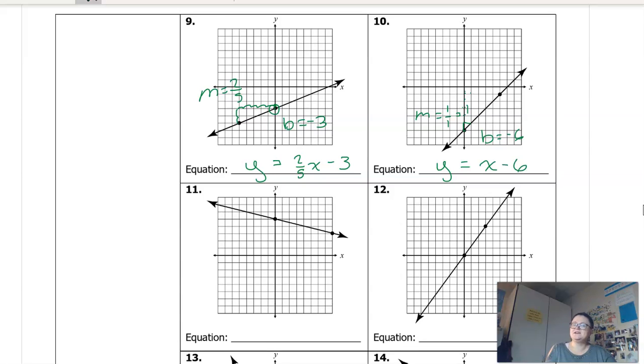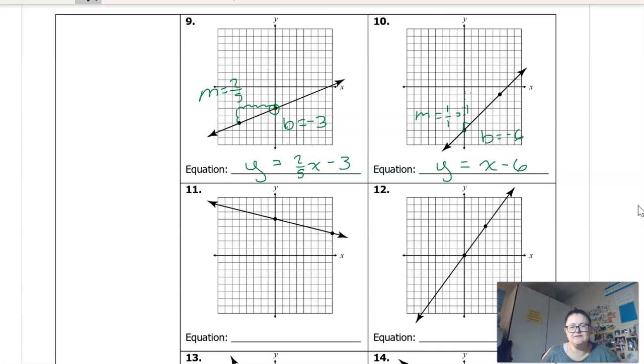If you wrote 1x minus 6, just fix it right now and don't worry about it too much. But I think on Delta Math, if you write 1x, it's going to count you wrong. So you want to get in the practice of, if it's 1x, just writing x.